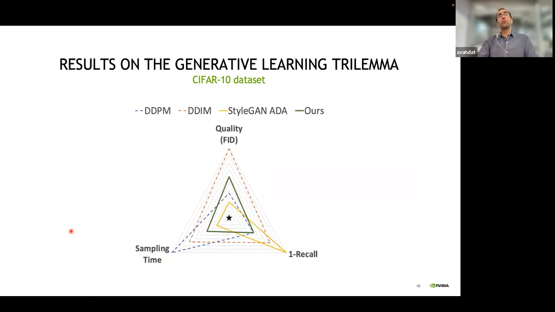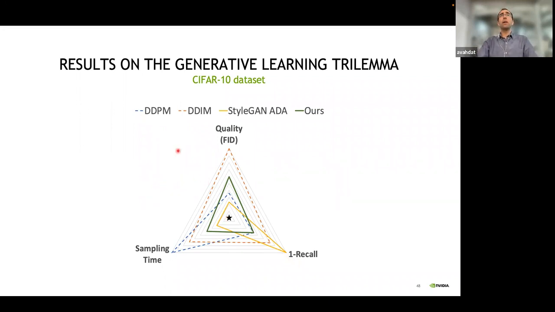Here, we're trying to compare our several models against these 3 axes. One is sample quality measured in FID, so lower towards the center is better. Sampling time, towards the center again, is better. And 1 minus recall, you can think of recall as representing the diversity or the mode coverage, and for 1 minus recall, the lower would be better, right? You will have better mode coverage.